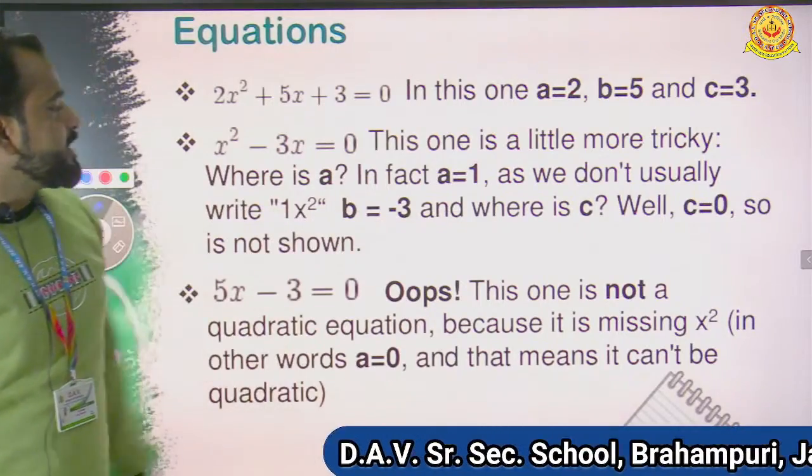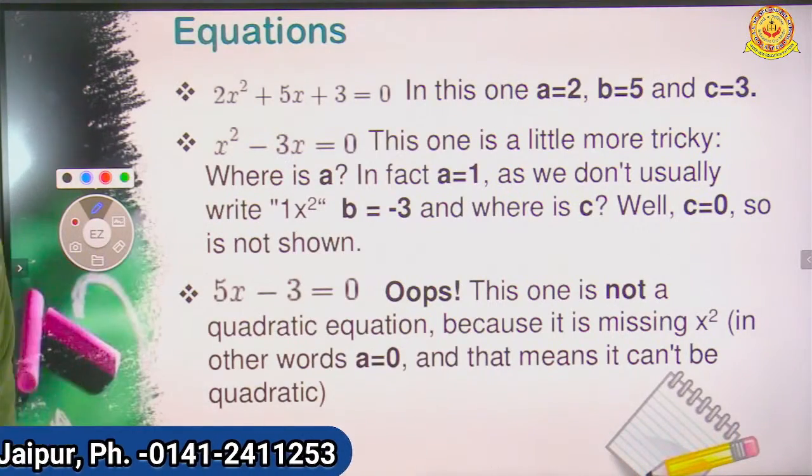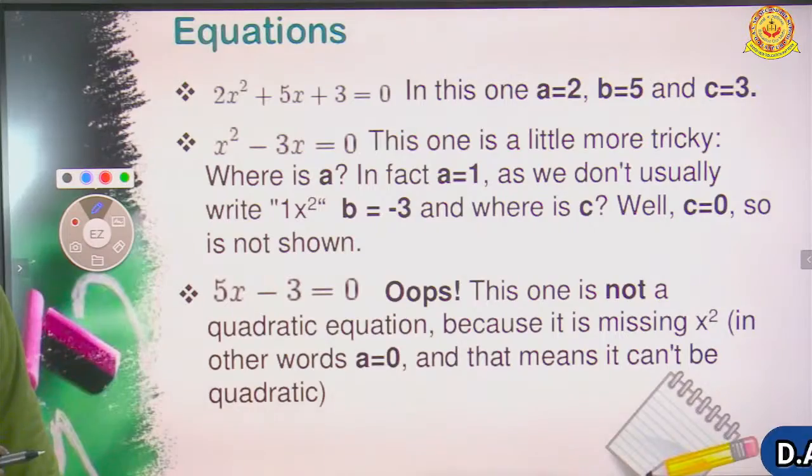Where is c? What is the c term here? 0. The constant term is missing, so we can consider it as 0.